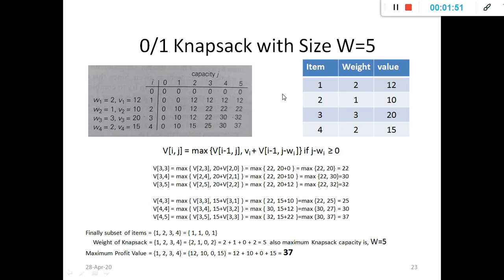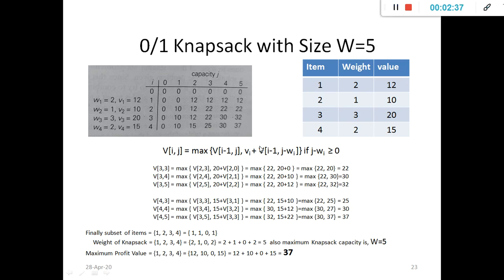Let us see one example. A 0/1 knapsack with knapsack capacity W equal to 5. There are 4 items, 1, 2, 3, 4, with corresponding weights 2, 1, 3 and 2, and corresponding profit values 12, 10, 20 and 15. Now we have to apply the 0/1 knapsack method using dynamic programming for this instance, using the formula V(i, j) equals max of V(i-1, j) and vi + V(i-1, j-wi) if j-wi is greater than or equal to 0.